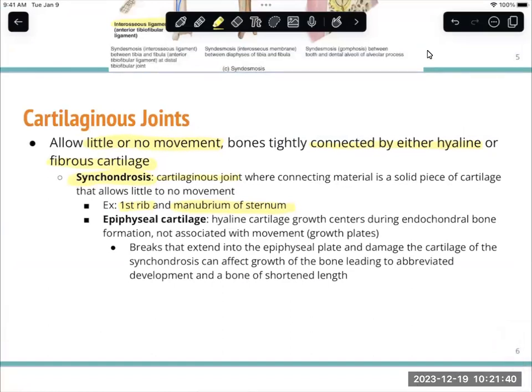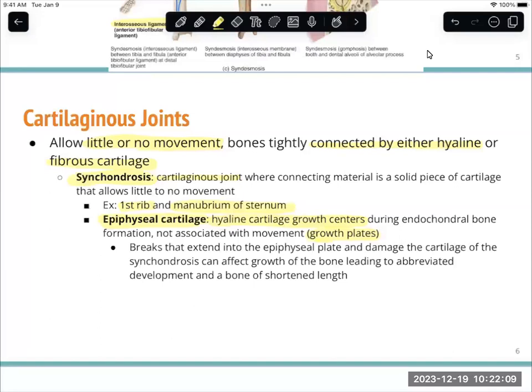We have epiphyseal cartilage. We talked about those epiphyseal plates that make up growth plates. That is that hyaline cartilage and their growth centers. So those are where those growth plates that help our bones grow longer as we get taller through childhood and adolescence.